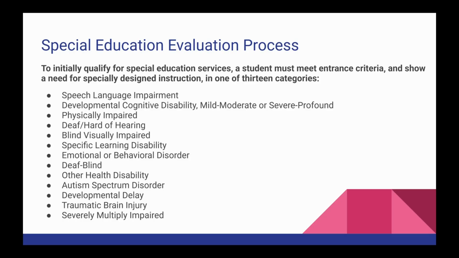For example, other health disabilities, what we call it in Minnesota. Other health impairment is what the federal regulations say for it. Same general idea, but at least one of these categories, a student needs to meet criteria and show a need.